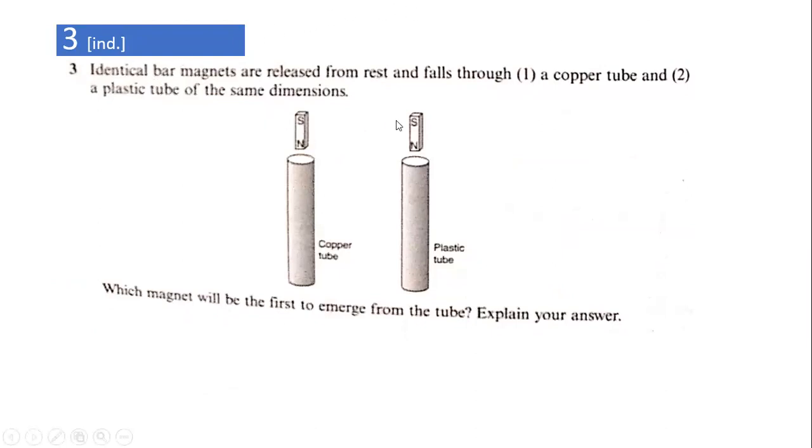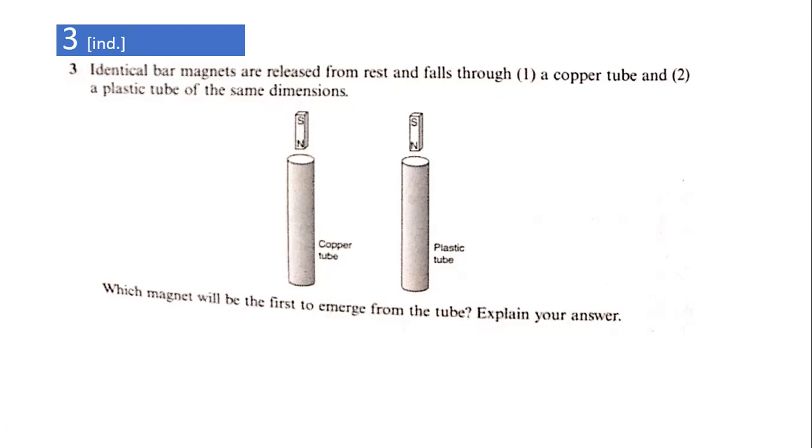Identical bar magnets, these two are the same, are released from rest and fall through one copper tube and one plastic tube of the same dimension. Which magnet will be the first to emerge from the tube? Explain your answer. Okay. Explain to me. Which one will come out first? In which tube will the magnet leave the tube first? Then explain why.